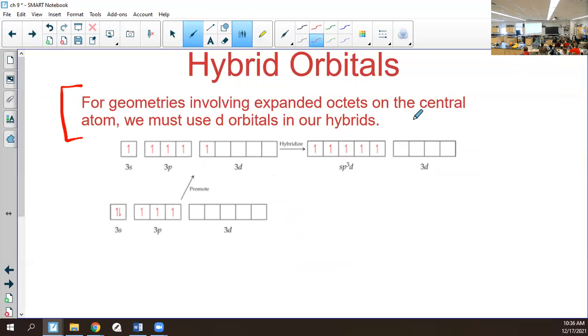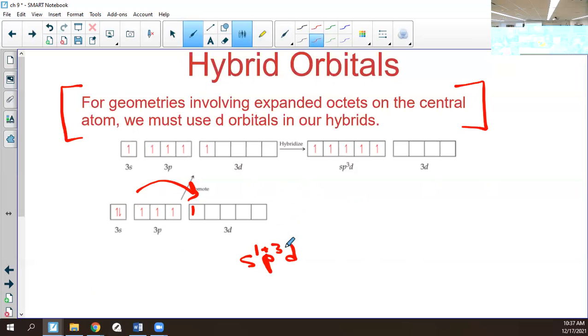For geometries involving expanded octets on the central atom, we must use d orbitals in our hybrids. So if I have 2, I promote 1 and I end up with sp3d. And that would mean how many domains? 5. 1 plus 3 plus 1 is 5. So what if I had 6? What do you think it'd be?